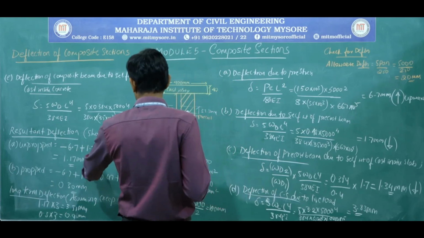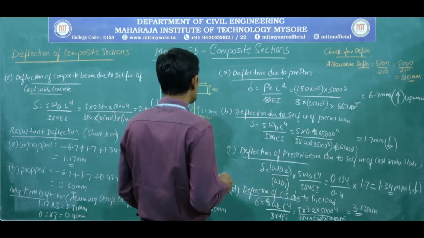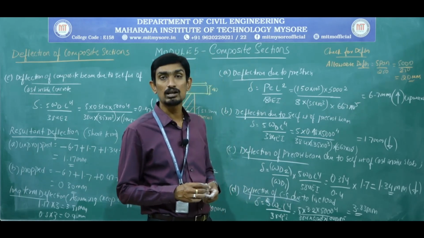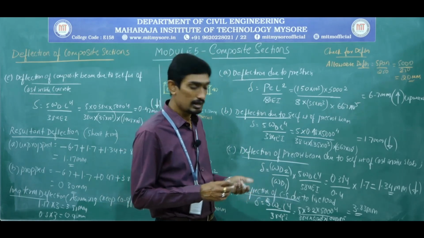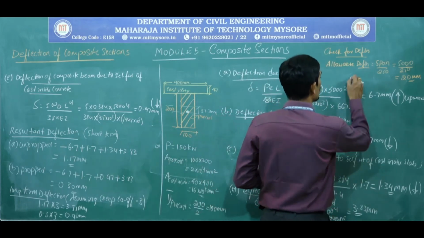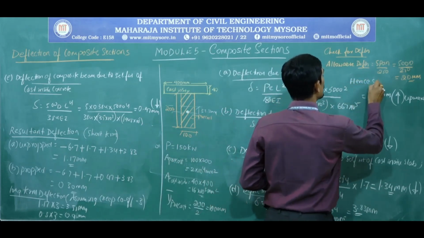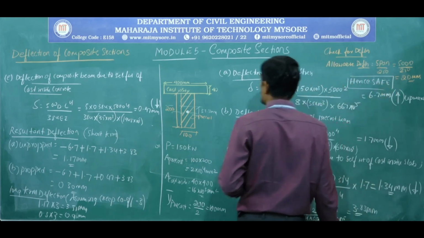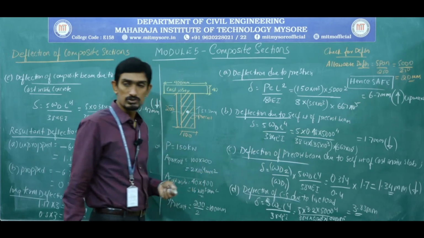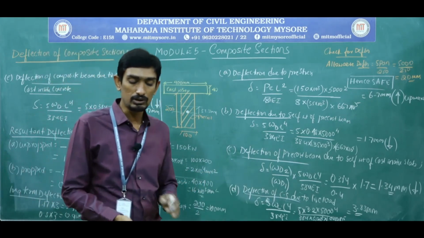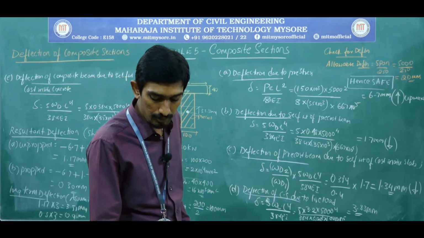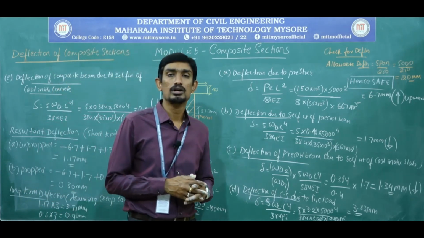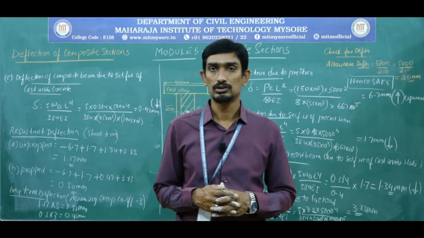Now in the short term or the long term, in both the unpropped and propped cases, the deflection has not exceeded 20 mm. Hence the composite T girder is safe. So like this we need to calculate the deflection of composite sections.